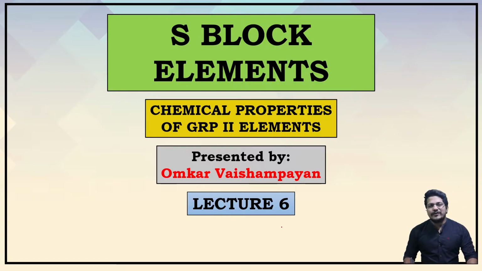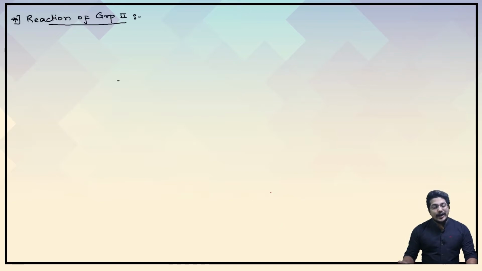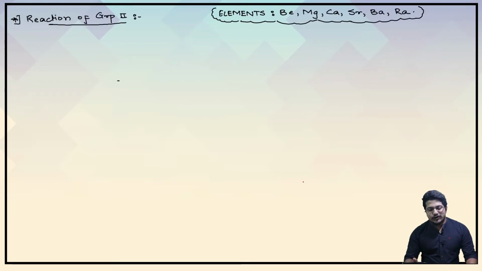Let's start off with the very first point. What are group 2 elements? Group 2 elements are nothing but elements like beryllium, magnesium, calcium, strontium, barium and radium.